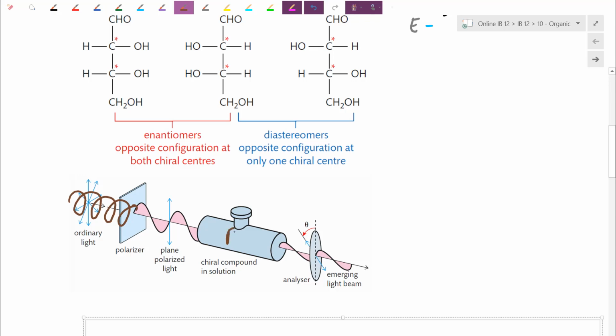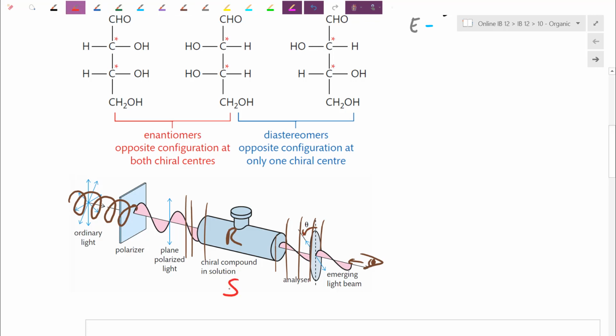Let's put our R isomer in here, or our S isomer. If this was not optically active, if we were vertical coming in, we would expect to be vertical coming out. But because the R isomer here is optically active, it will twist the plane polarized light. Instead of being vertical, it might twist it in the counterclockwise direction when I'm looking this way. Or if I have S instead, S does the opposite and twists in the opposite orientation.